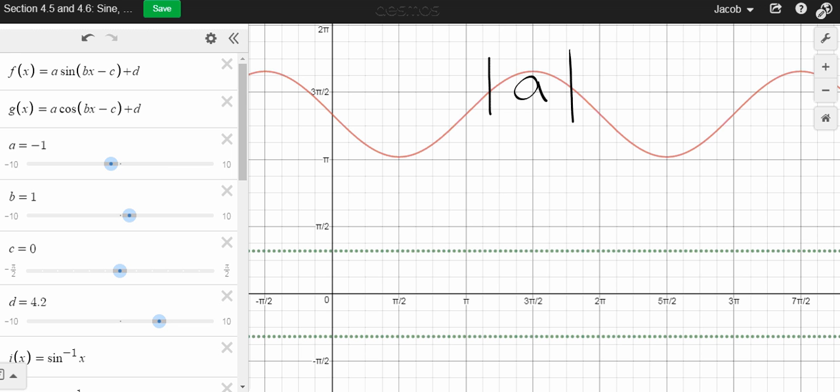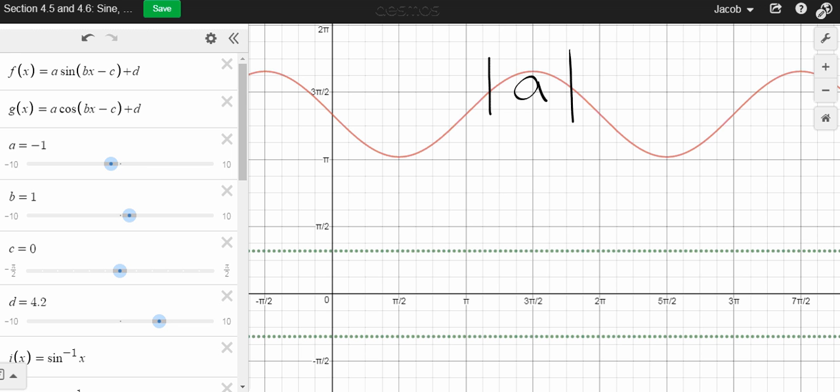It's not, is it? What did I just do? I moved it up, right? What letter did I play with? D, right? I played with that guy, which does a vertical translation, either up by making D bigger, or down by making D smaller.